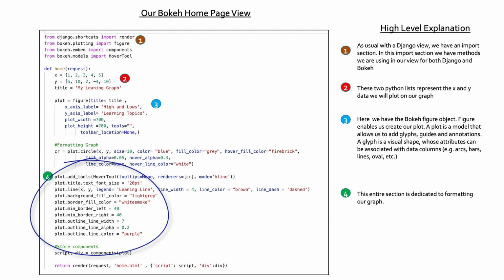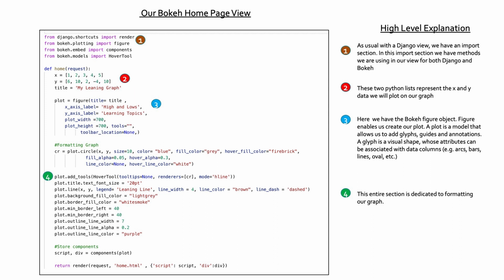In this section below, 4, this is really the main reason that I wanted to create such an ugly graph, to be able to show you that this entire section is dedicated to formatting. So once we have our instance of figure, we call it plot, then we're able to add attributes to that plot. So you see here we do plot.add_tools. We add a hover tool. You're able to hover. We have tooltips set to none, but of course we could change that.